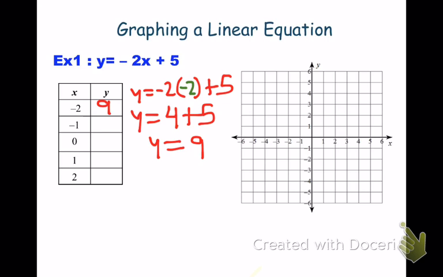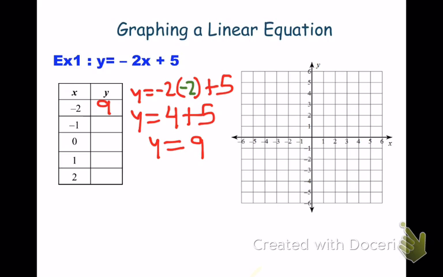So I'm going to write in a 9 on my t-table. That's my first ordered pair. I can graph it now or graph them all later. It doesn't matter. I'll just go ahead and do one at a time, and then I'll graph them all at the end. I'm going to go ahead and move on to my next point.